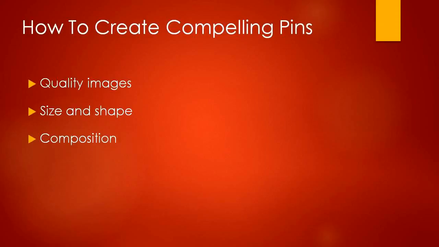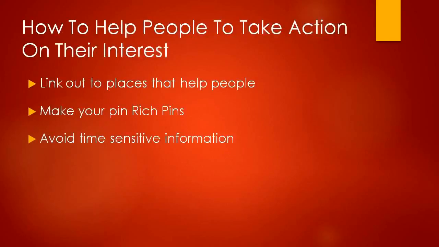Helping people to take action on their interests that are in line with your business can sometimes be a challenge. However, there are 3 simple steps which you can take to persuade and influence your target audience to take action. Are you ready? The first would be to link out of your pin to places or websites that help people. For example, a recipe pin should lead to the real cooking instructions, and a product pin should lead to where a pinner can make the purchase. All of these, of course, would be kept within the context of growing your business.